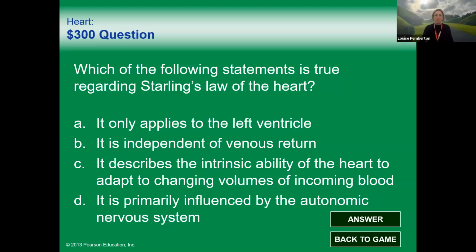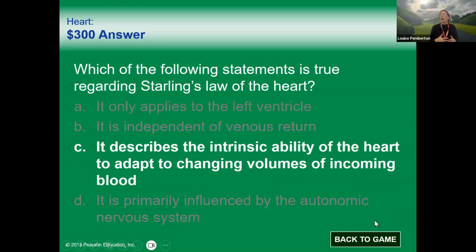C, absolutely. So Starling's law of the heart is all about how the stretch on the heart muscle will cause increased force of contraction. So it's intrinsic. It's not reliant on hormones or the nervous system. So if you've got increased venous return to the heart, you're going to get extra stretch and you're going to get greater stroke volume due to the greater force of contraction.